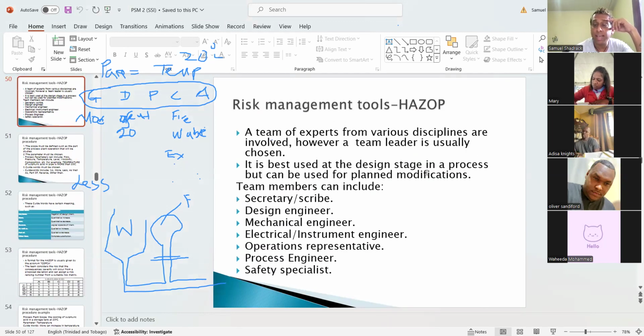It is best used at the design stage, right? So that could be the only possible question that they ask: which technique is best used at the design stage for modification, like if something was to change? The answer would be a hazard. But you should learn GDPCE, right?